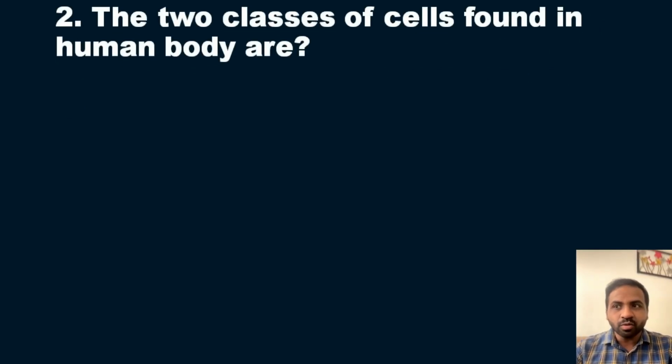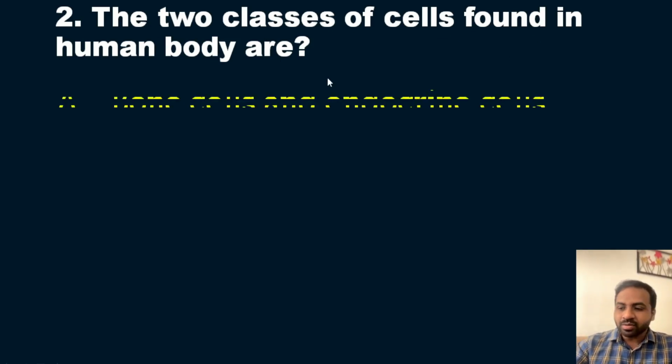Now we will move on to the second question, which is simple basic biology. The question is, the 2 classes of cells found in the human body are. It's a very simple, very basic question. The 2 classes of cells found in the human body are. Okay, so we will see the options.